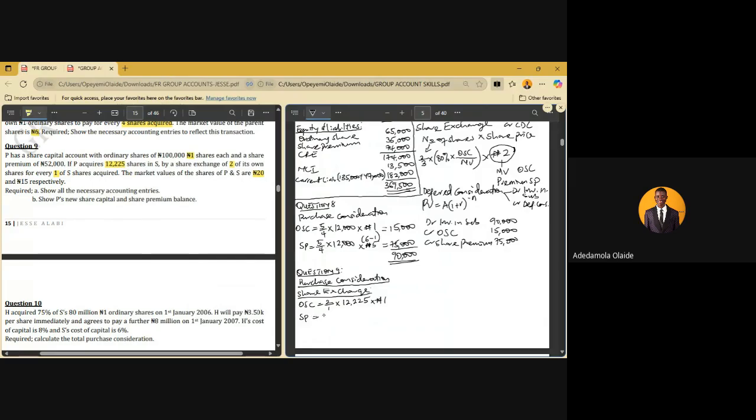Then the share premium would be 2/1 multiplied by 12,225. But what's the premium now? The premium will be 19 naira, which is the 20 naira minus the 1 naira. How much would that give us? 19 multiplied by that, and this one will give us 460.